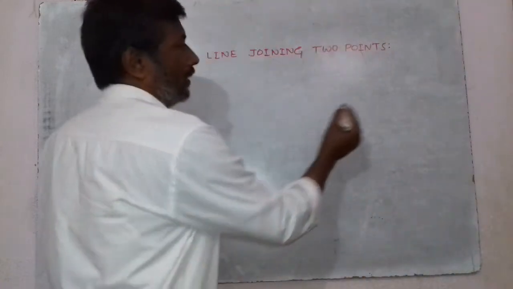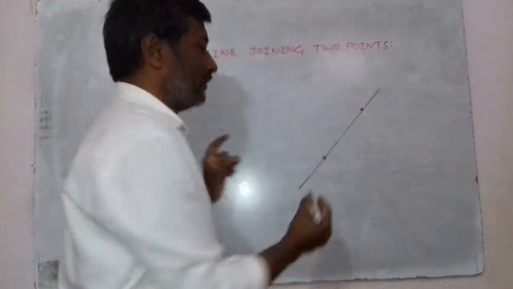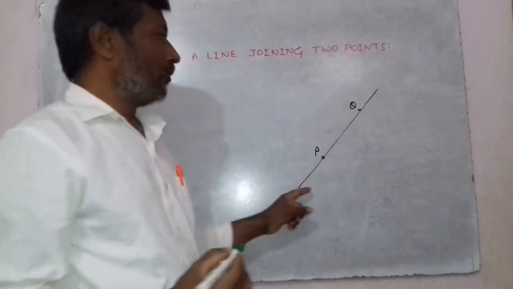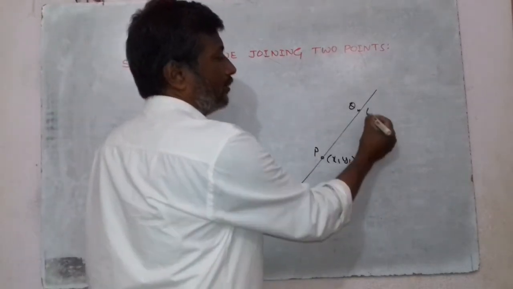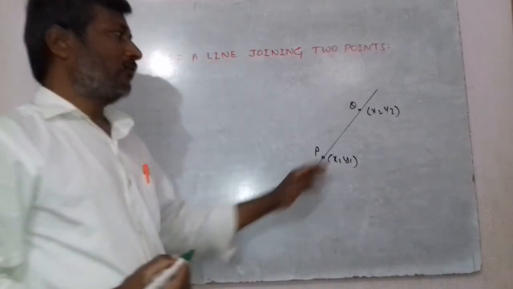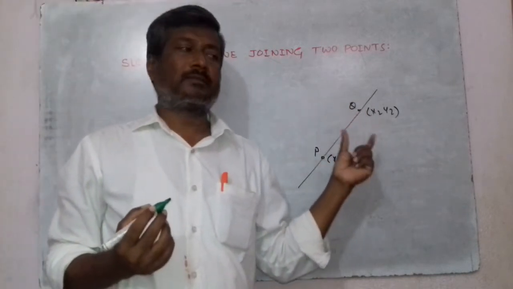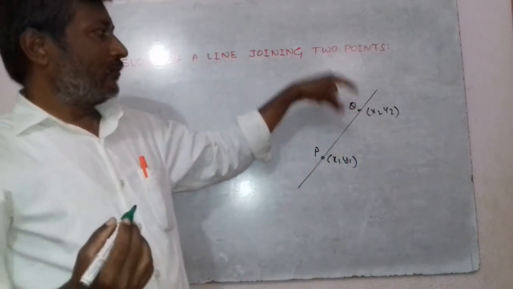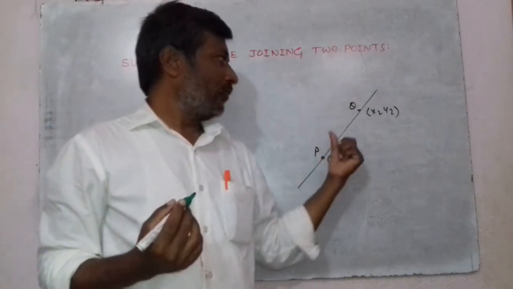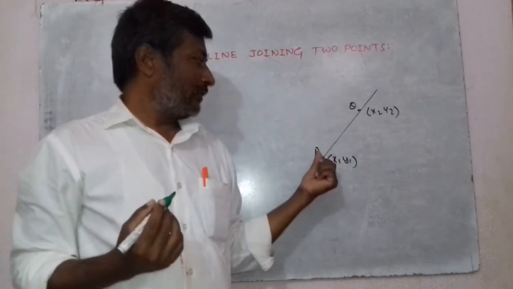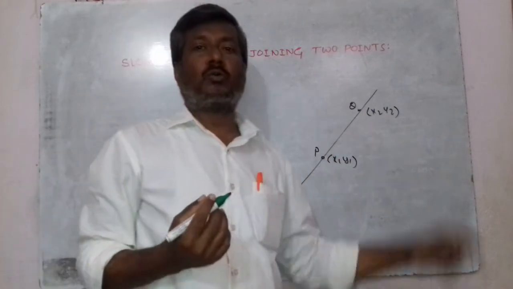If a line passes through two points, say P and Q, let P be (x1, y1) and Q be (x2, y2). To find the slope of this line, there is a derivation which is important for the exam, so today I am discussing that and deriving the equation for the slope of a line joining two points.